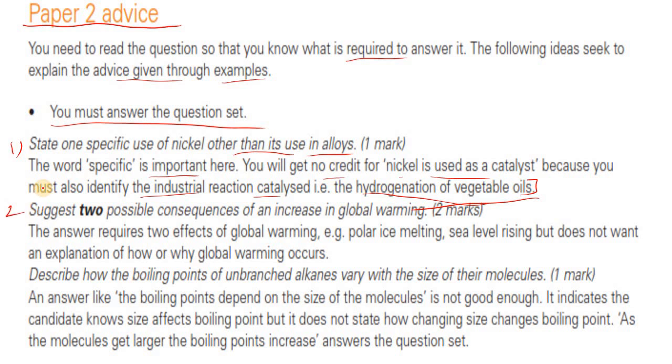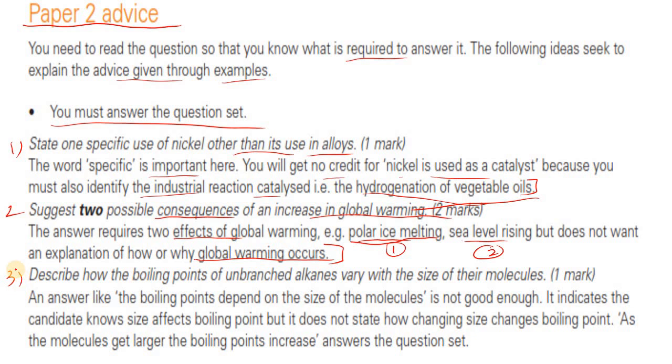Then question number 2: suggest 2 possible consequences of an increase in global warming, right? We have to write 2 possible consequences. Consequences means the effects of global warming. The answer requires 2 effects of global warming, for example, polar ice melting and sea level rising, but it does not want you to explain how or why global warming occurs. This is very important. You just write the effects of global warming. So these are the 2 effects: one is global ice melting, second one is the sea level rising.